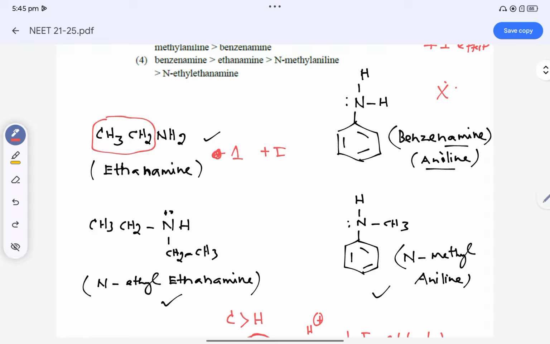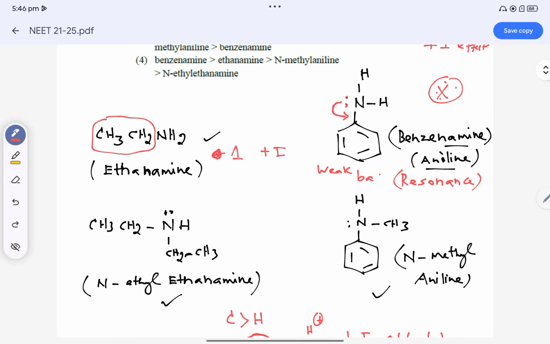Note, very important, this one is benzenamine, which is found to be least basic, because the lone pair of electrons on the nitrogen atom readily undergoes resonance inside the benzene ring. So aniline shows resonance. The pair of electrons shifts inside the benzene ring. Due to the resonance, the lone pair of electrons is not readily available for protonation. So aniline is found to be a very weak base.